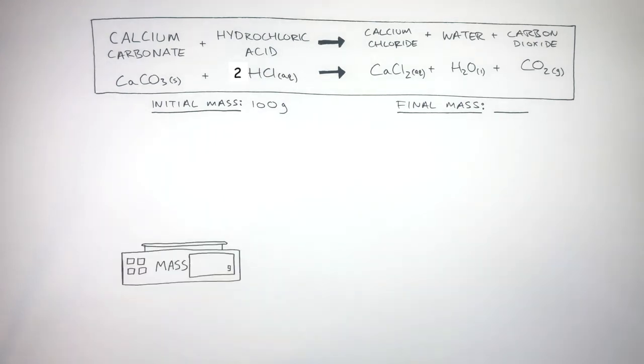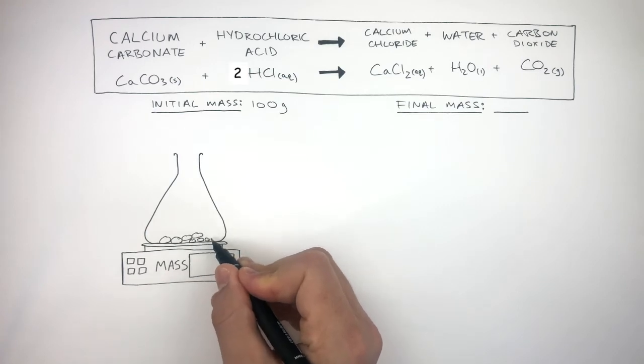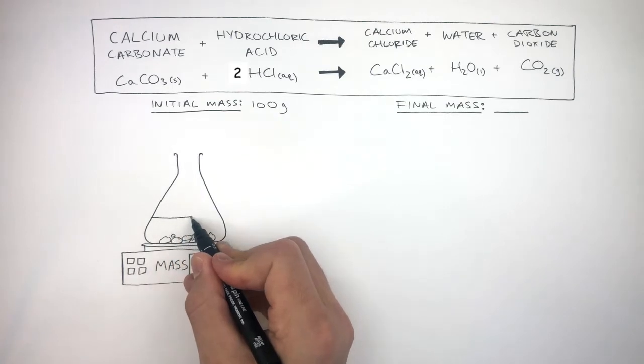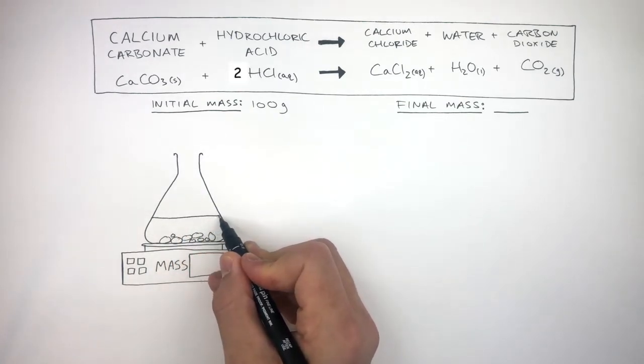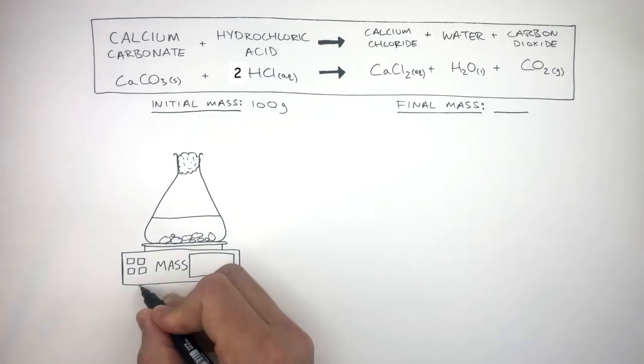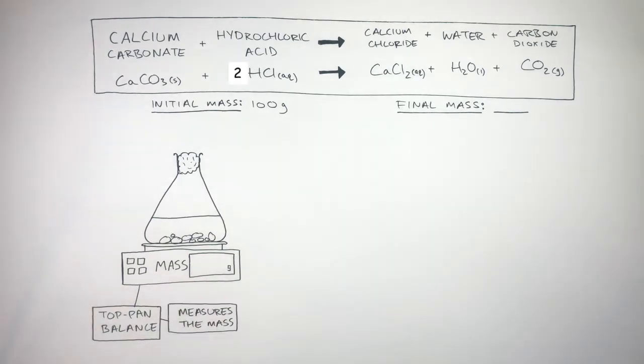This is a top pan balance, or you can just call it a balance, and it's used to measure the mass. A conical flask is placed on top. The calcium carbonate, also known as marble chips, is then placed inside. Hydrochloric acid is then placed inside the conical flask. Wool is then placed in the neck of the conical flask to stop any of the acid spraying during the chemical reaction. The top pan balance is used to measure the mass of the reactants.